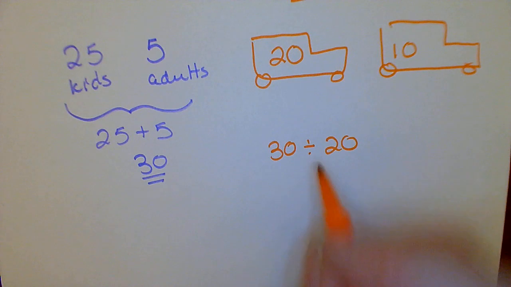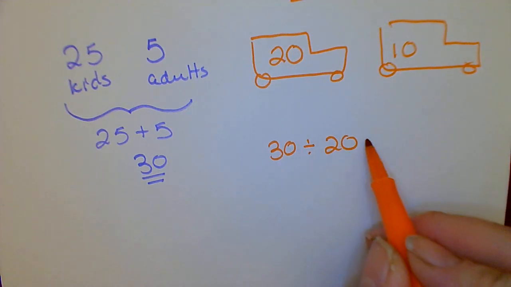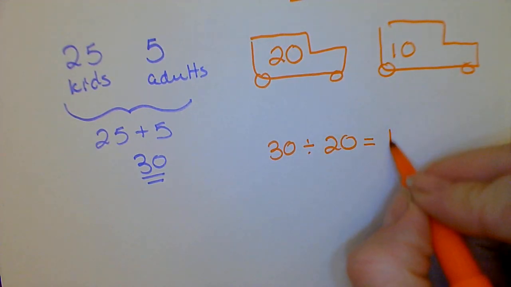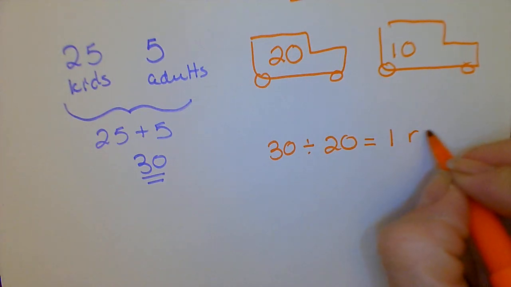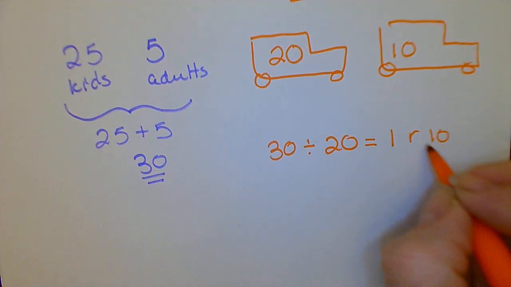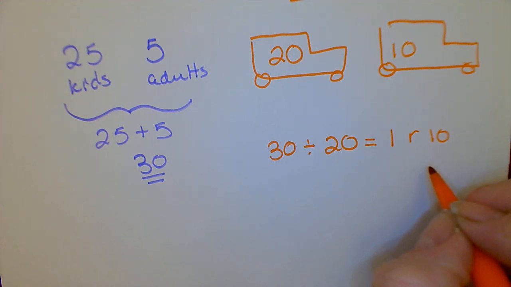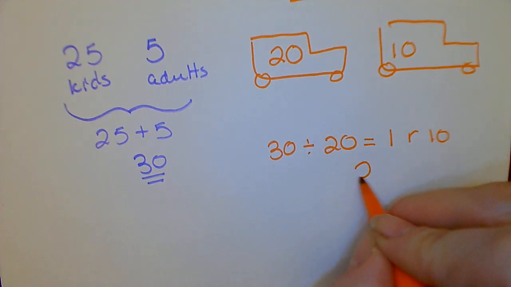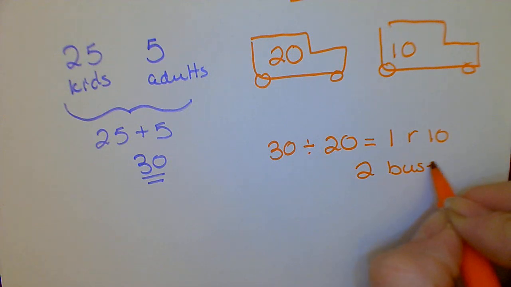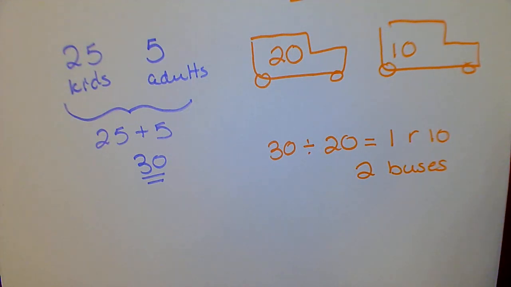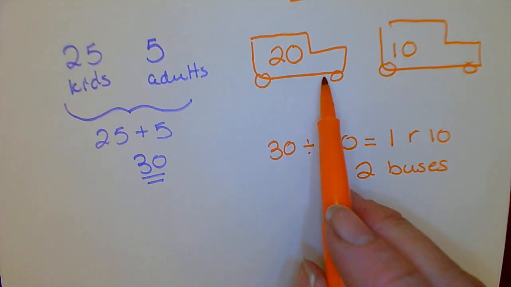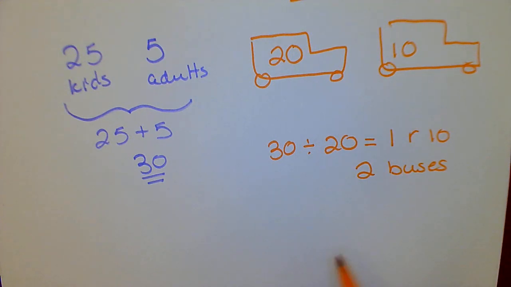So we're going to have 10 empty seats on this bus, and that's okay because everyone got to go on the trip. So again, when we did 30 divided by 20, we got one bus that was full, and then we had 10 remaining. What did that 10 remaining tell us to do? It told us that we had to get another bus. We needed to get 2 buses. So again, we had one full bus, and then we got another bus. That remainder of 10 told us, get another bus.